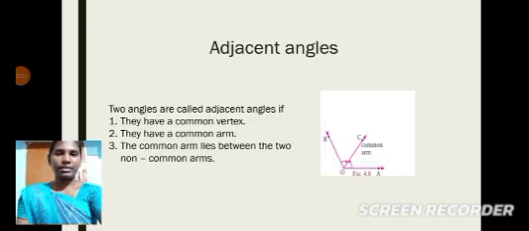Next is adjacent angle. Two angles are called adjacent angles if they have a common vertex and a common arm. The common arm lies between the two non-common arms. These three rules are to be followed for an adjacent angle.